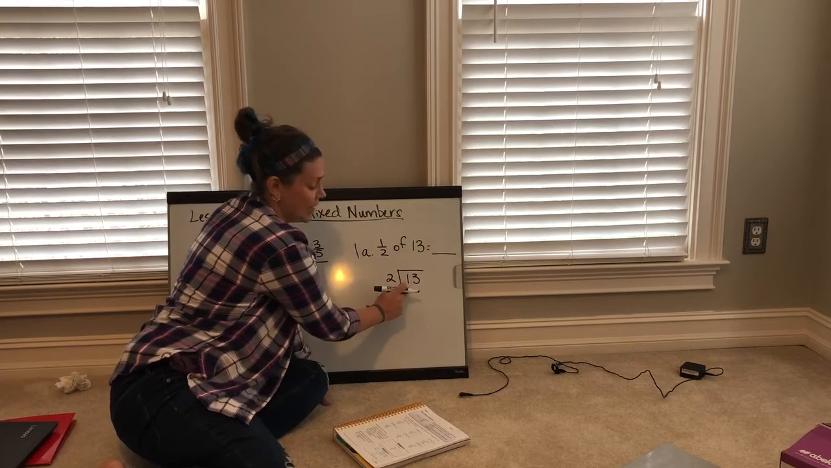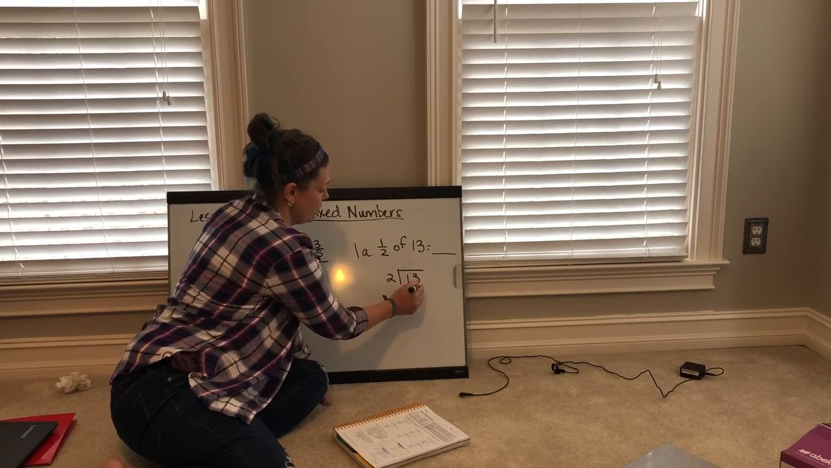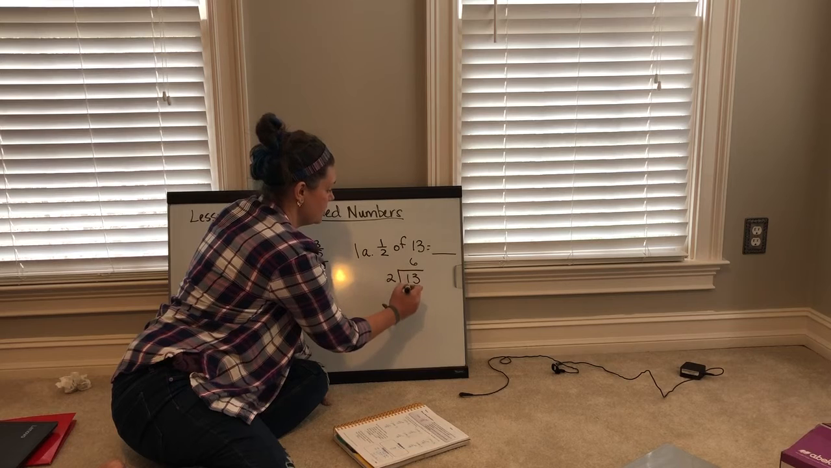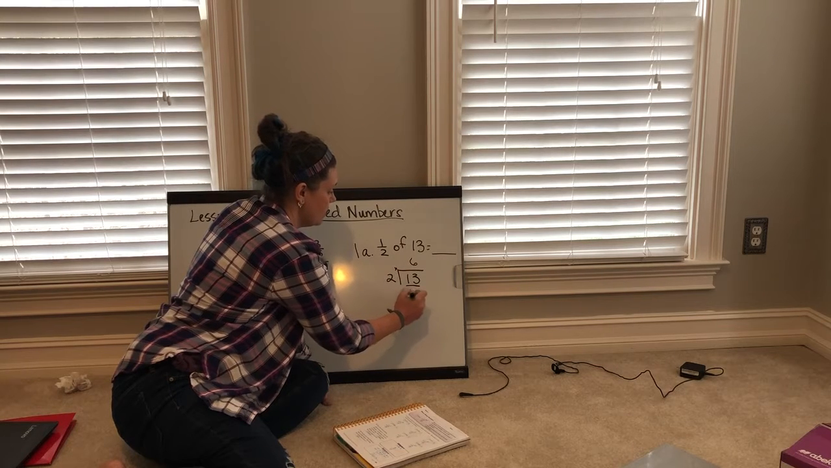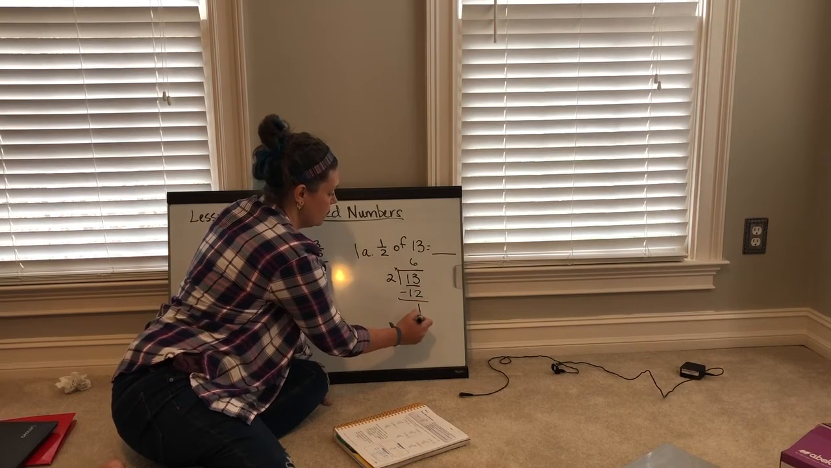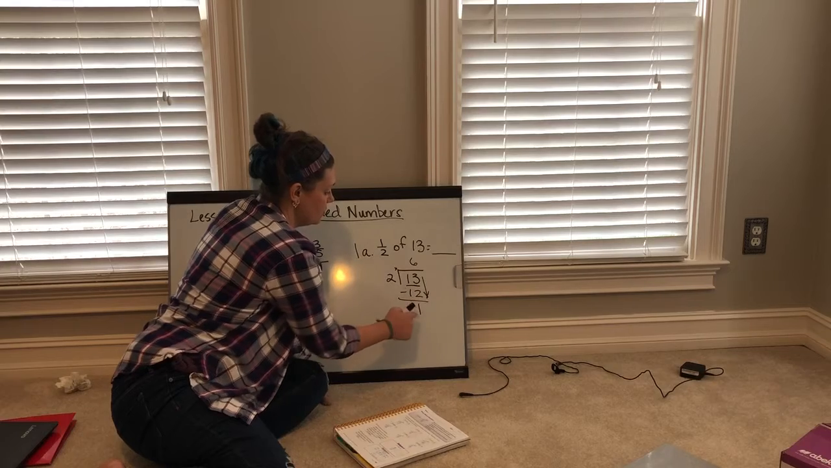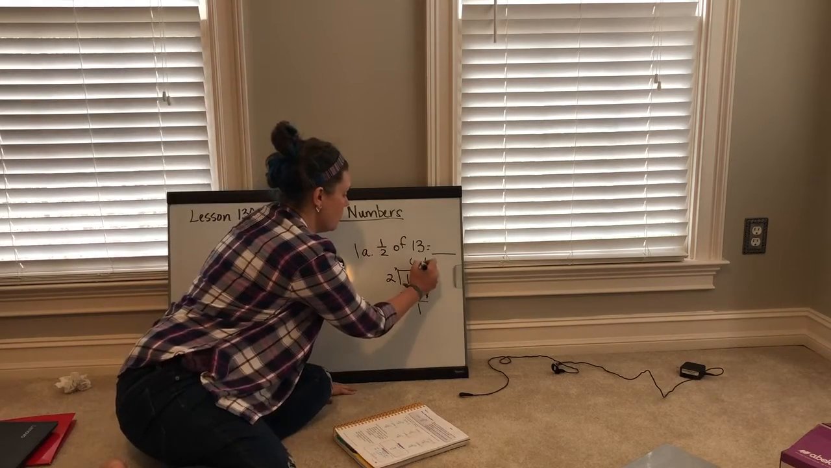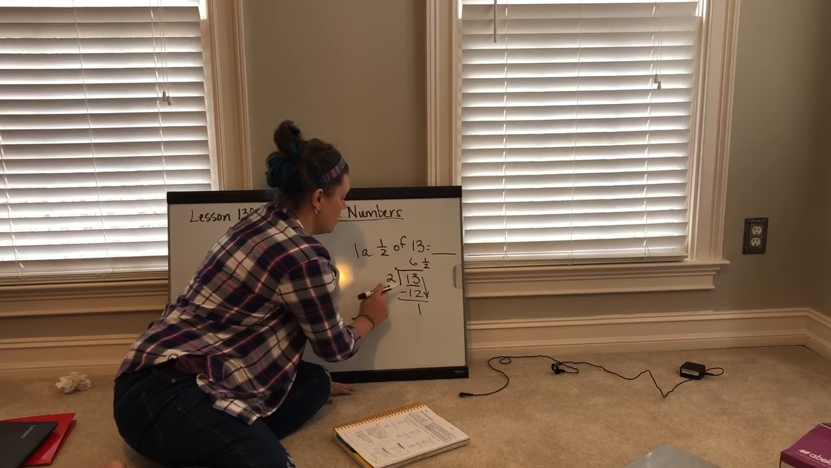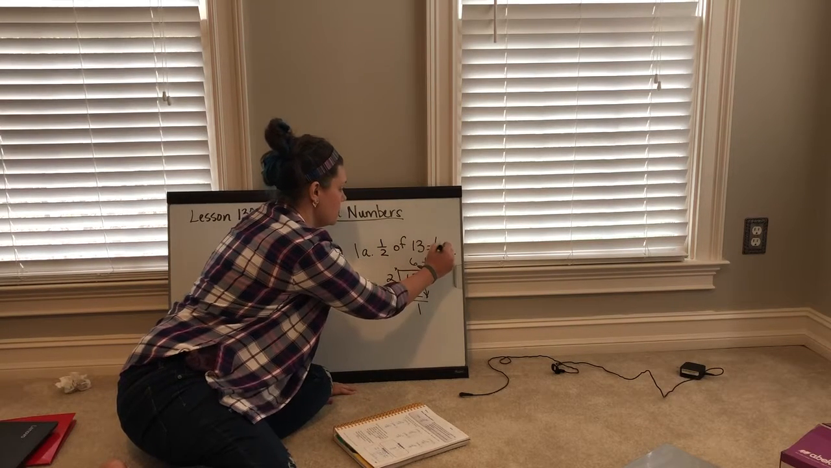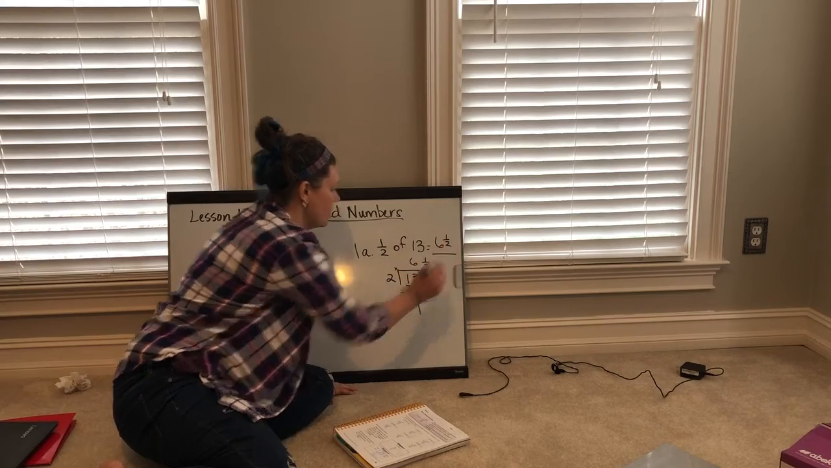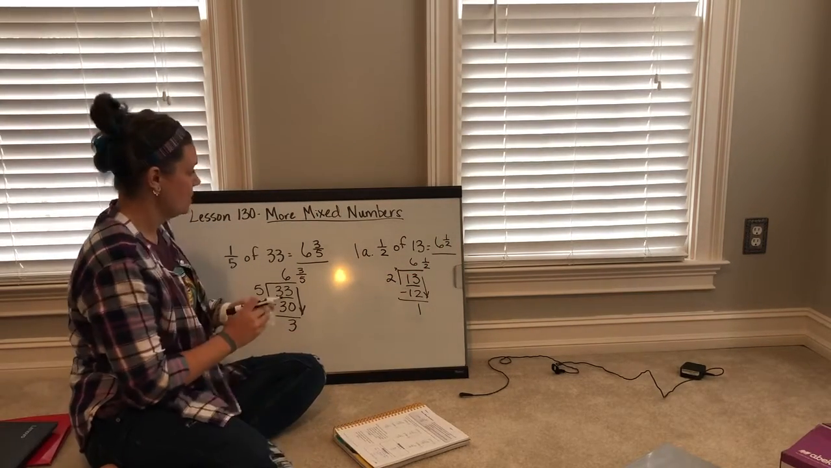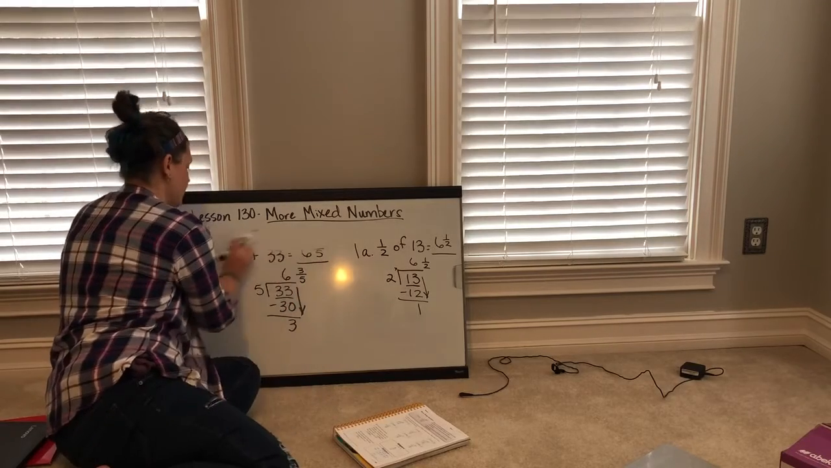2 can't go into 1, so short division, looking at the whole number. 2 goes into 13 6 times. 2 times 6 is 12. 13 minus 12 is 1. Nothing left to bring down. 1 is definitely smaller than 2, so I'm on the right track. I'm going to put 1 as my numerator, and the number I start with as my denominator, so this answer is 6 1/2. I'll erase back here.